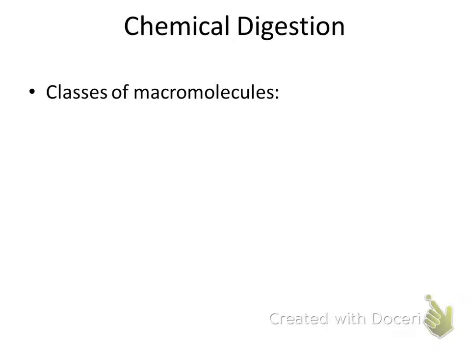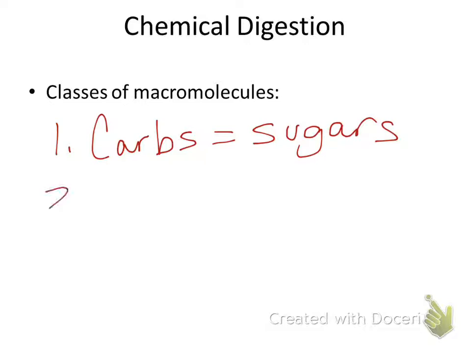So let's think way back to general biology. What are our four macromolecules? We've got carbohydrates, which are the same thing as what? Sugars. Very good. What else? We've got proteins. Good. What was the monomeric subunit of a protein? Amino acids, exactly.